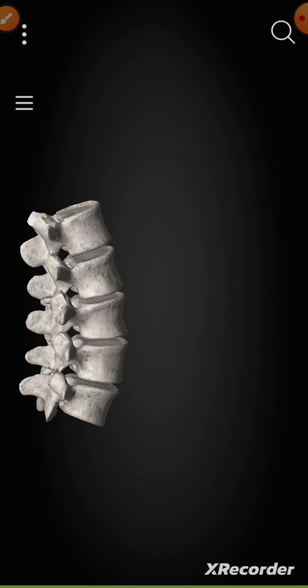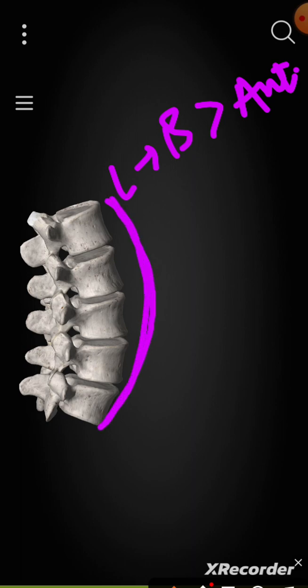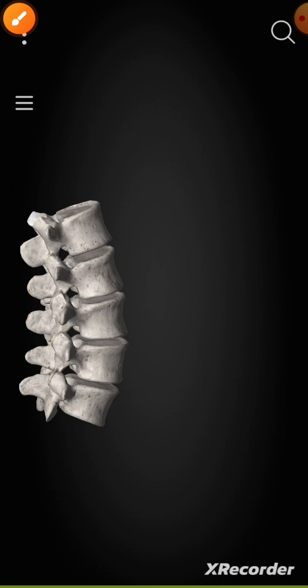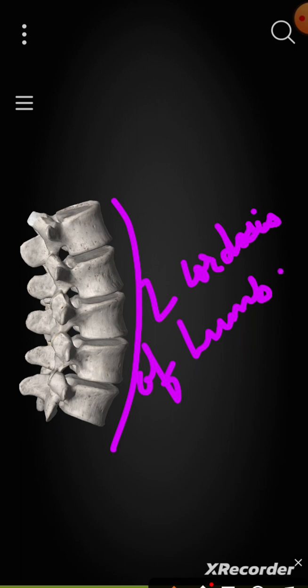Now the length of the body is greater anteriorly as compared to the posterior one. So this will contribute to the ventral convexity, and this is also called lumbar lordosis of the lumbar spine.